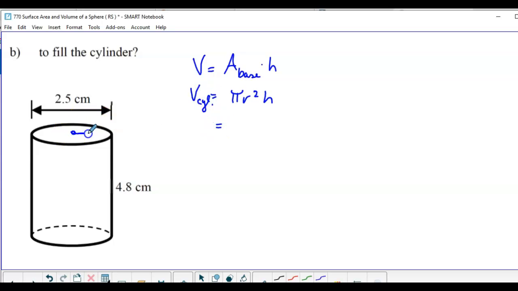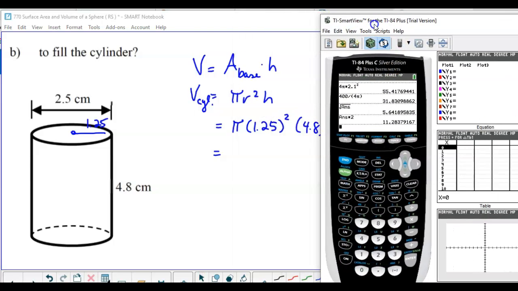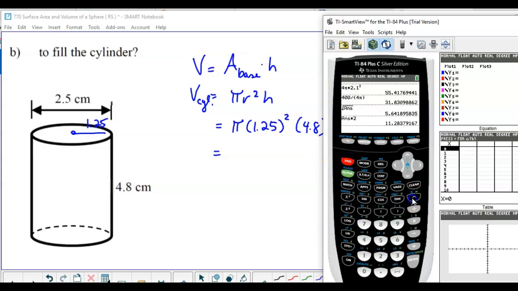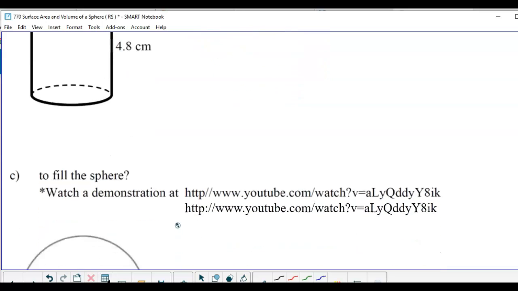So here, remember that the radius is 1.25. So this will be pi times 1.25 squared times 4.8. If you ever need to stop the video, go for it, right? That's what it's all about. So pi times 1.25 squared times 4.8. That's 23.6 centimeters cubed.